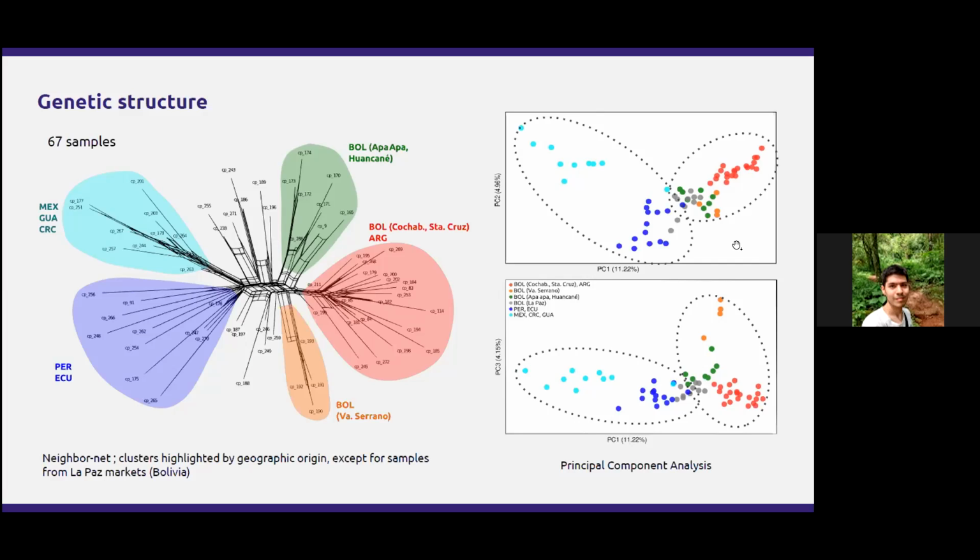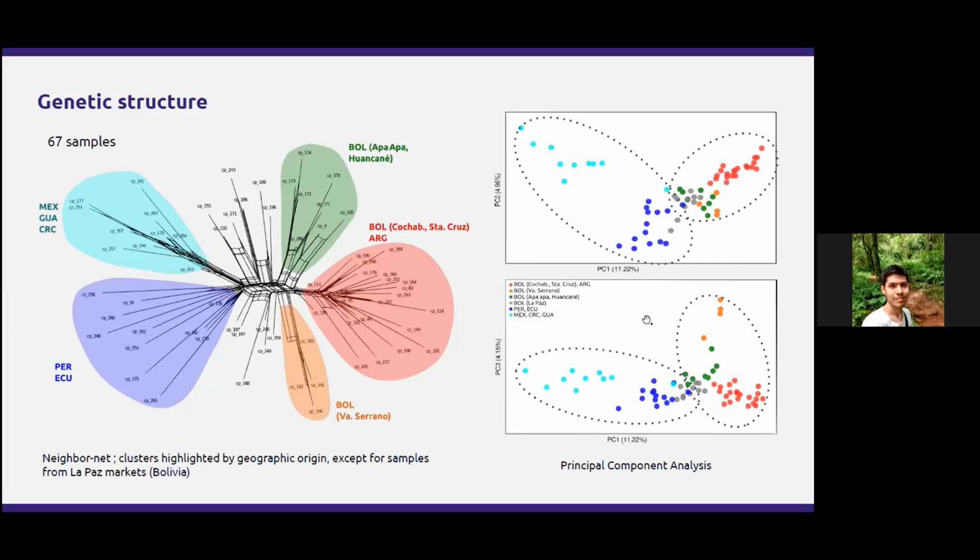And the output of the principal component analysis is congruent with these results, showing a grouping of samples in the space similar to that seen in the network. We can see the Peruvian and the Central America samples here, and on the other side, the Bolivian samples.